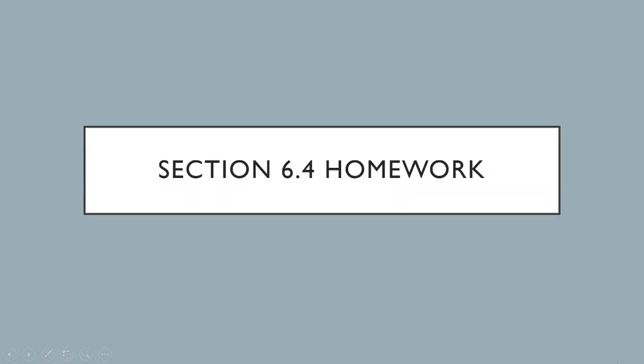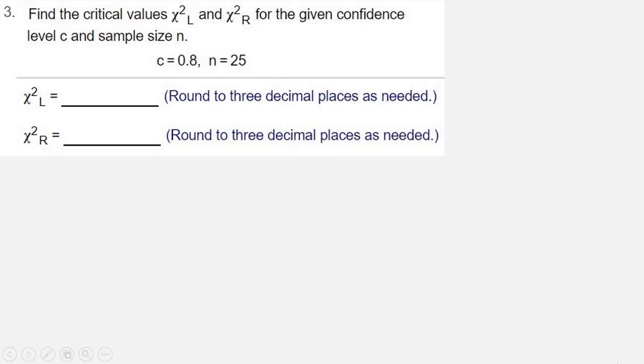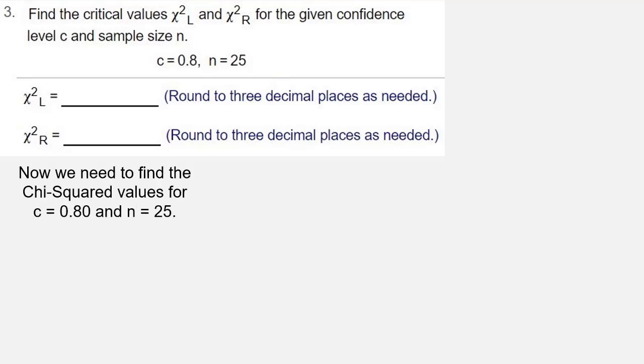We're looking at homework from section 6.4. This is question number 3. Find the critical values chi-square L and chi-square R for the given confidence level C and sample size n. C is 0.8, n is 25. So we're going to need to find the chi-square values for C equals 0.8 and n equals 25.